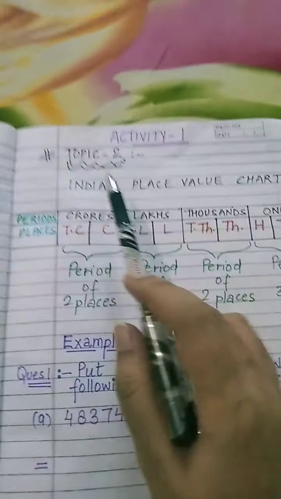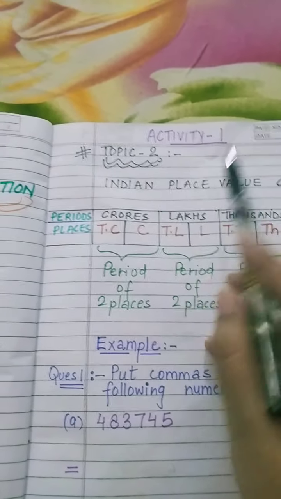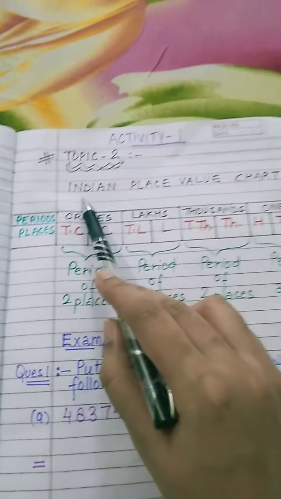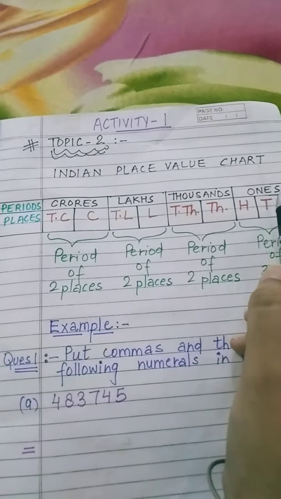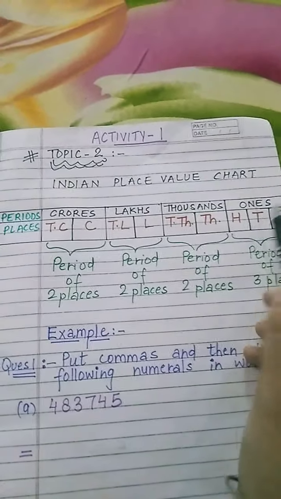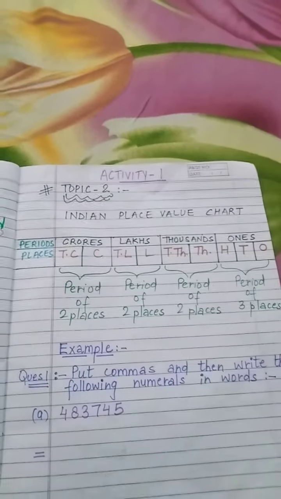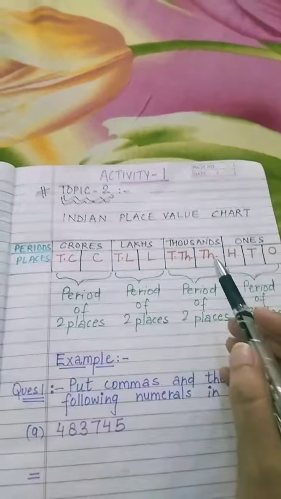Now let's start activity 1. Our next topic is Indian place value chart. Now in Indian place value chart, there are 4 periods and 9 places. So let's start.